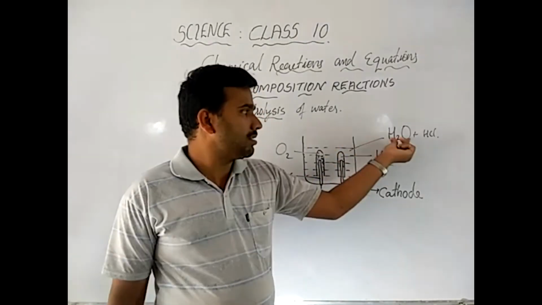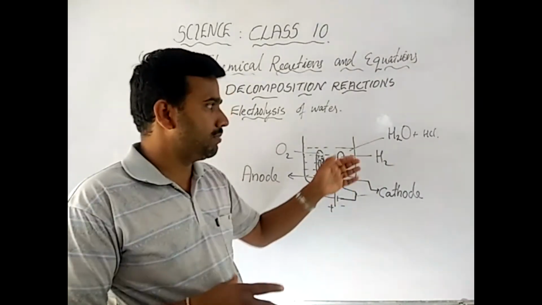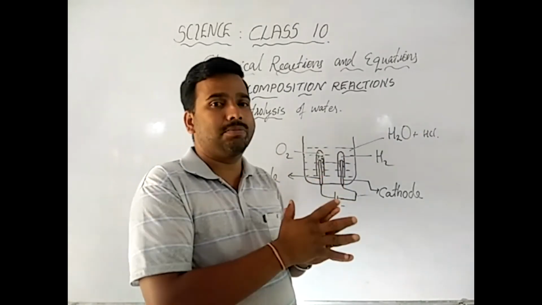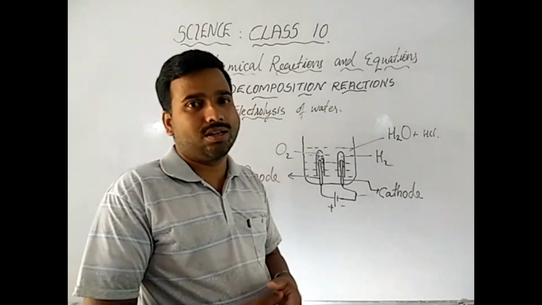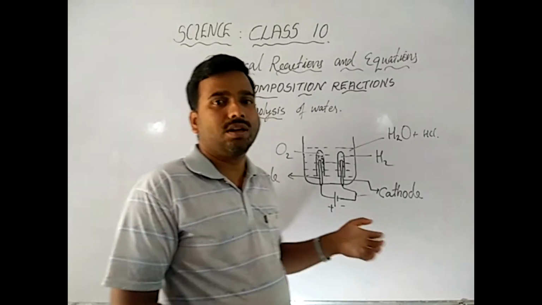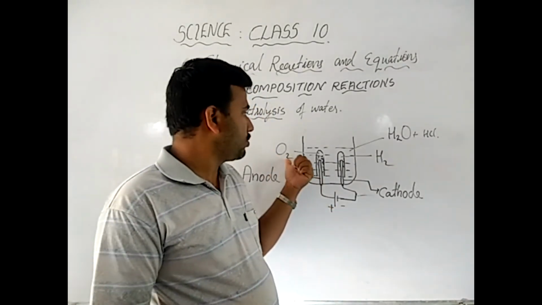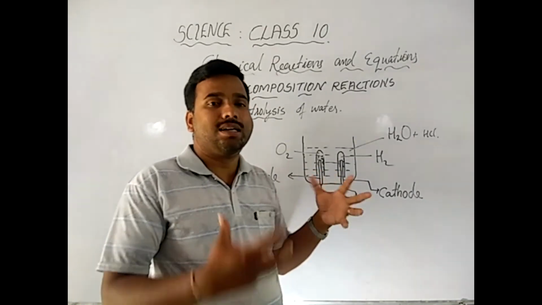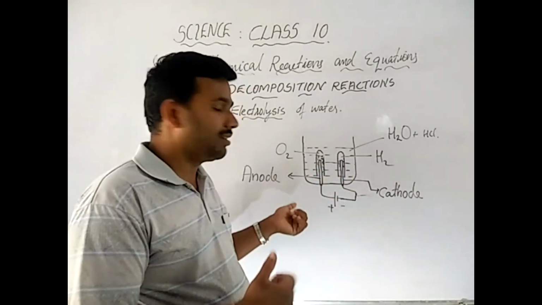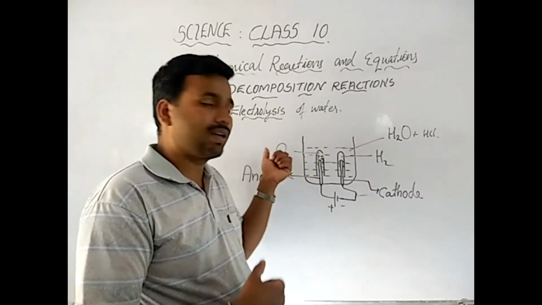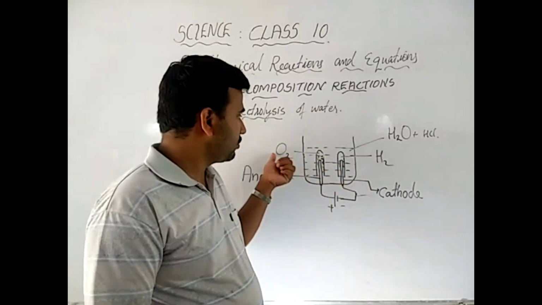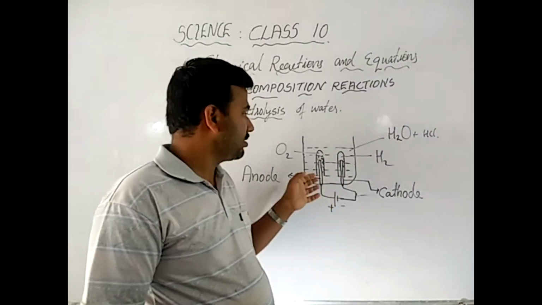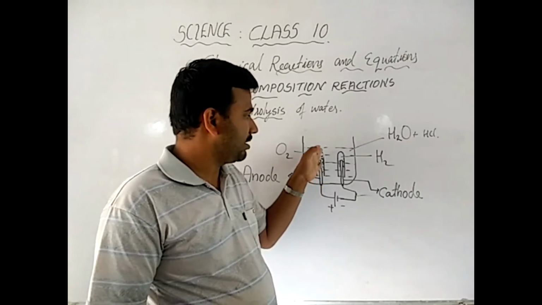So what happens as the water molecule breaks up in the presence of acid? It will break up into H+ and OH- ions. Then OH- ions further break down to give O2 gas, oxygen. As they lack electrons, they need electrons in order to complete their octet.